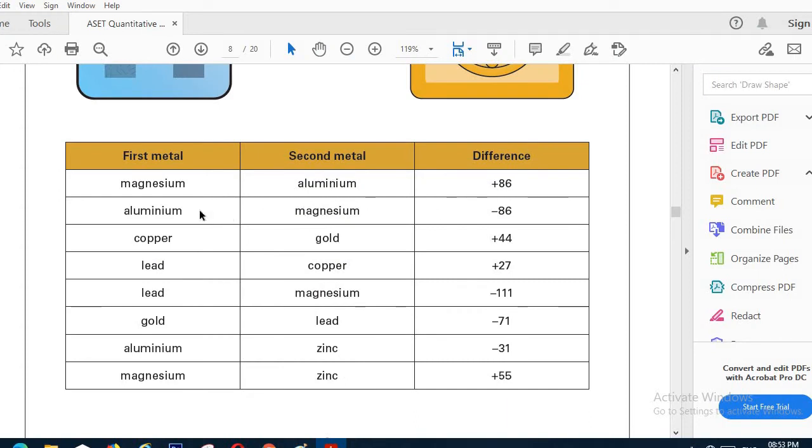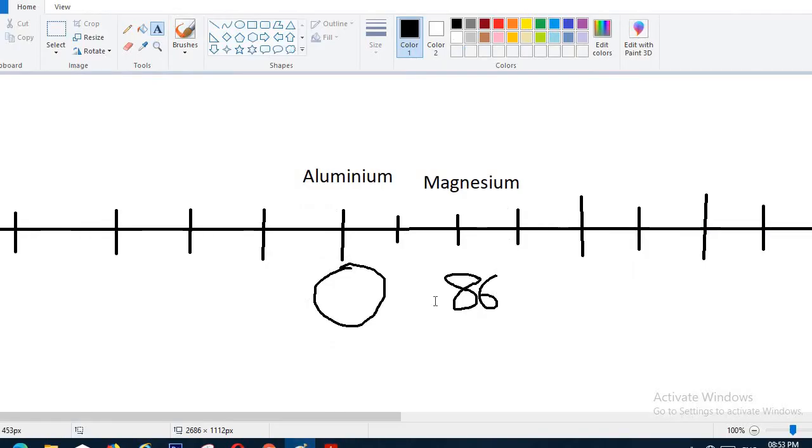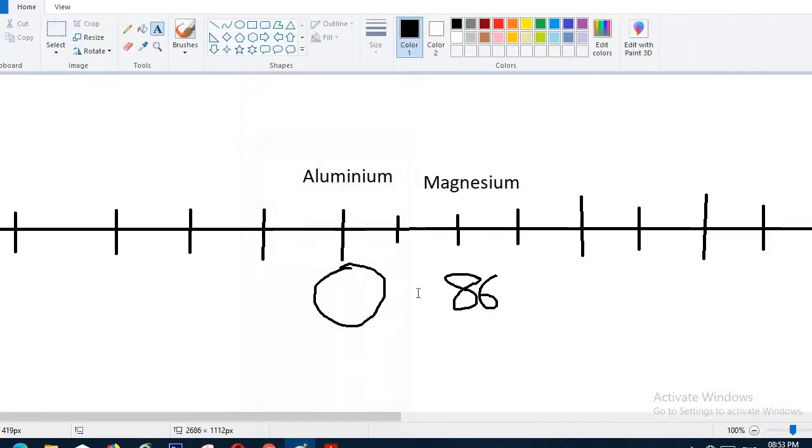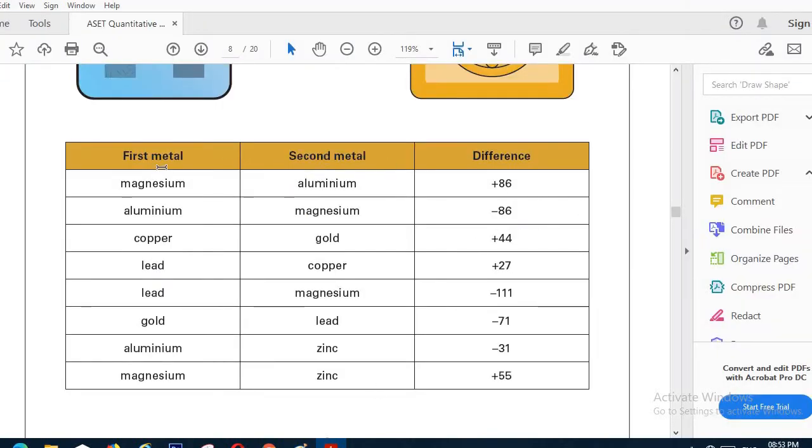Now in the second row you see the first metal is aluminium and the second metal is magnesium. So the metals are swapped here. Now you are subtracting magnesium from aluminium, so the first metal is aluminium. Aluminium is 0, magnesium is 86, so that will give you minus 86. Whatever we supposed is not wrong, so we can move forward.